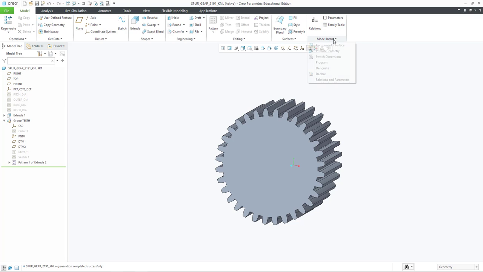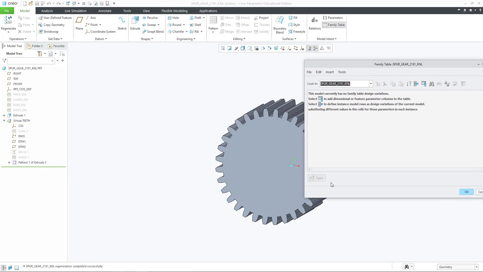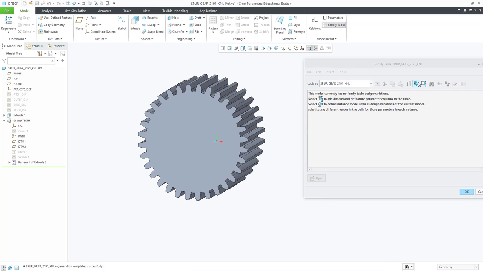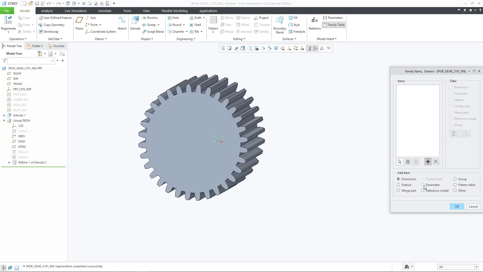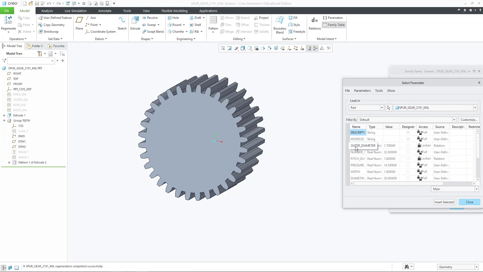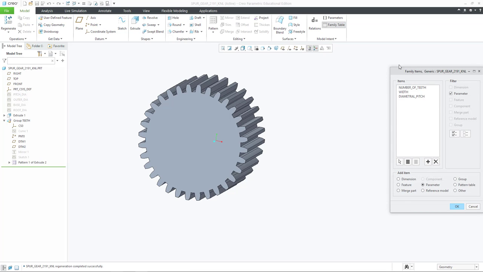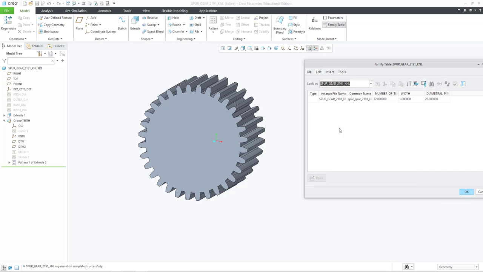Again, family table usually lives in the model intent dropdown. All right, so we're going to add in some parameters. We're going to include the number of teeth. We might want to be able to change the pitch diameter as well. Oh, not the pitch diameter, the diametral pitch, or the width. We might want to change those. Number of teeth being the largest addition.